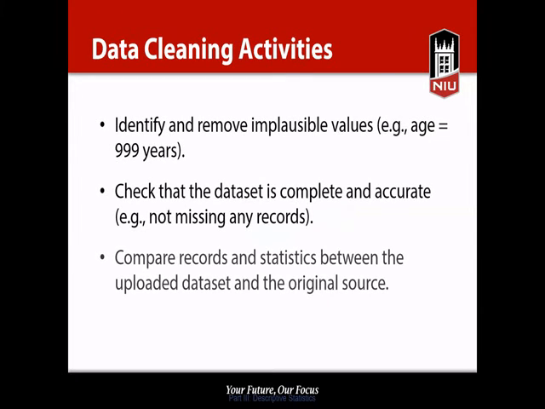So you have to do some things. You have to go through. Usually you download it into some kind of file, Excel, CSV, whatever, and remove any kind of weird things like age is 999. You have to watch for those kinds of things, that just doesn't make any sense. But then you may want to see if it's really complete or accurate. So say you go into the survey and somebody had tried to take it 4 times. So there are 3 blank surveys and 1 good one, for example. So you have to make sure you delete those other ones. And just compare records and statistics between that uploaded data set and the original source, just to double check those things.